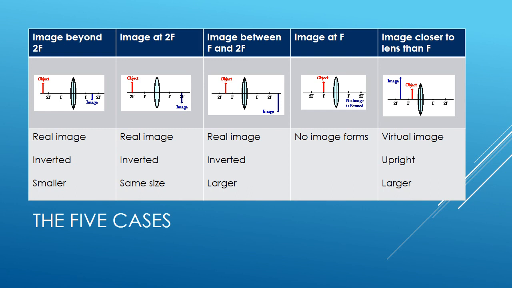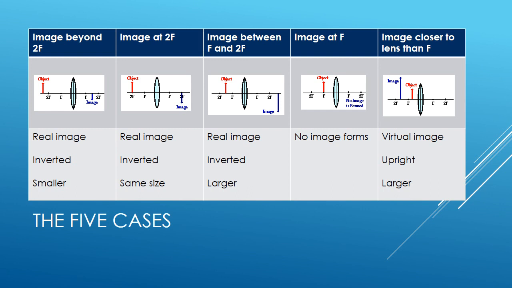If you have an object located exactly at 2 times the focal length, then you will again have a real image. It will still be inverted, so it'll still be upside down, but it'll be the same size as your original object.